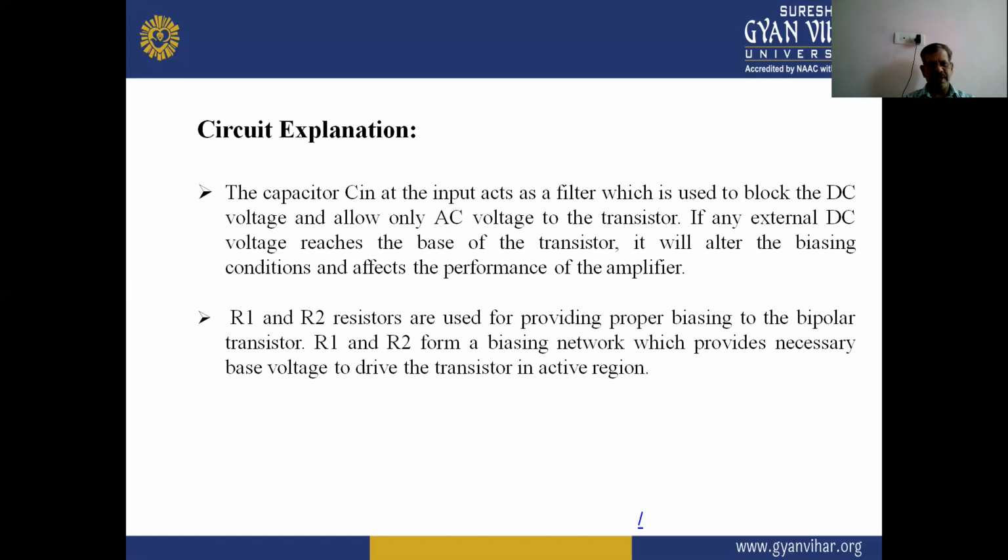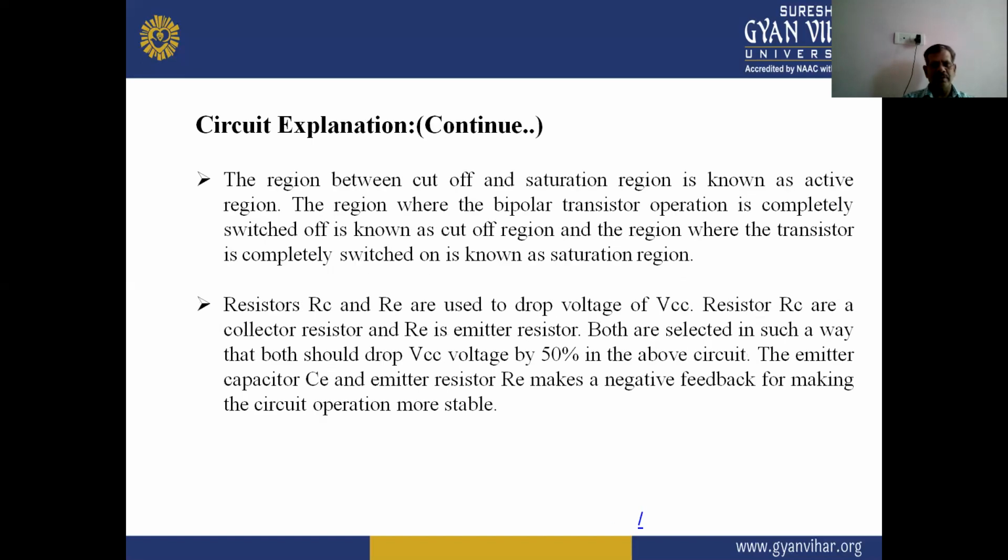Next, R1 and R2 resistors are used for providing proper biasing to the bipolar transistor. R1 and R2 are the biasing network, which provides the necessary base voltage to drive the transistor in the active region. In the active region, the transistor works as an amplifier, and the region between the cutoff and saturation regions is known as the active region.